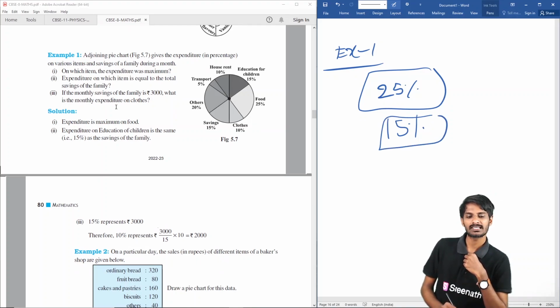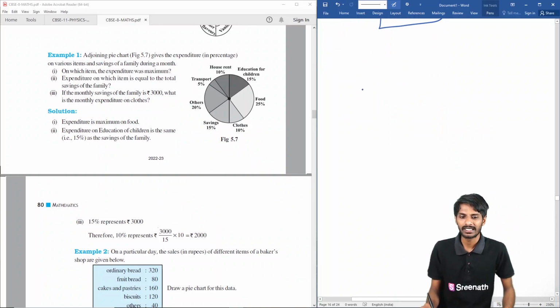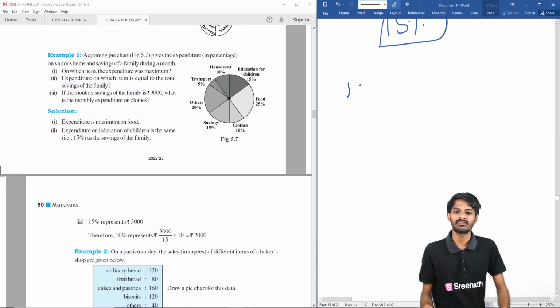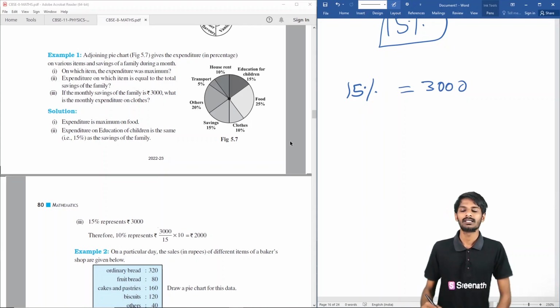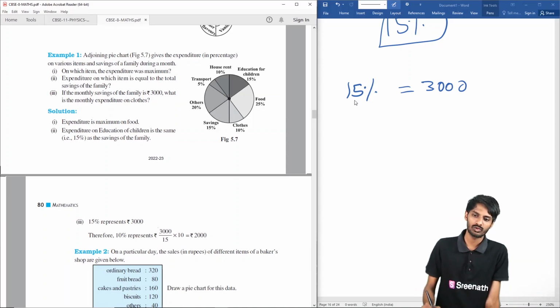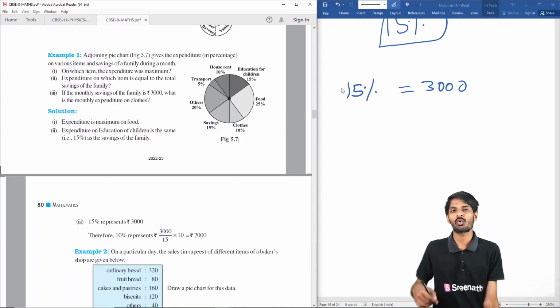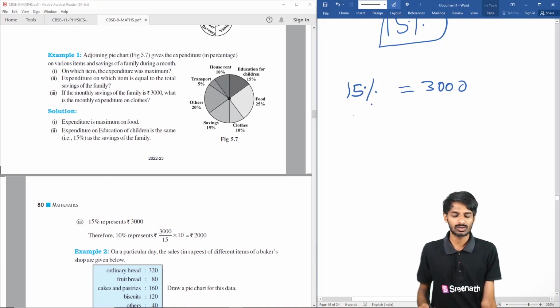Next, if the monthly savings of the family is 3,000, what is the monthly expenditure on clothes? Here the tricky question is there. In order to know the amount for clothes, first we need the total amount they are getting. 15% is equal to 3,000.